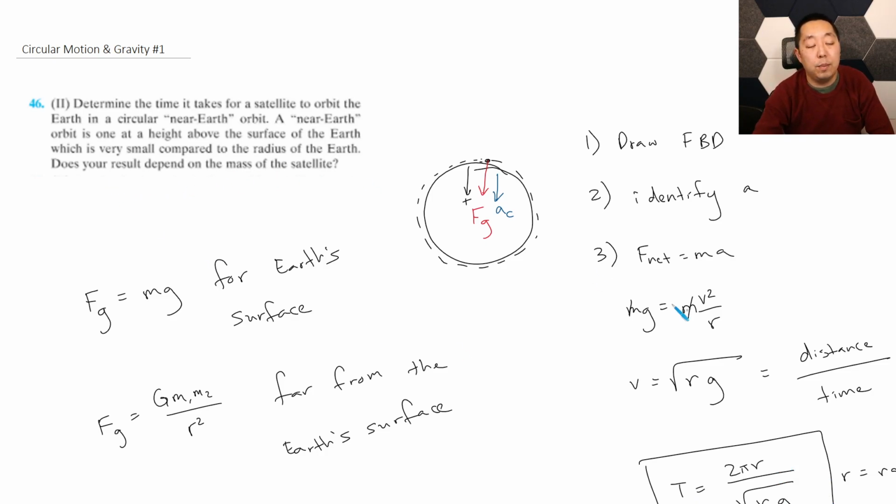Does the result depend on the mass of the satellite? No, because the m's canceled over here. It does not depend on the mass. That's why when you're orbiting the Earth, you could be a giant spacecraft, you could be a little piece of rock, you could be a little screw, a bolt, debris. They're all going to orbit with the same speed around the Earth there.